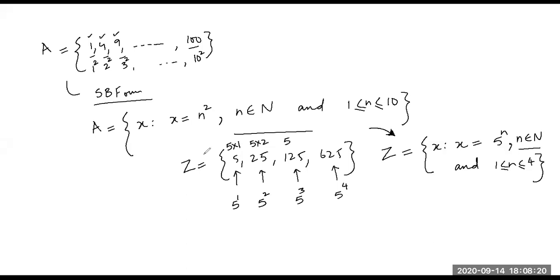So another question, students, we have: it's given z is equal to 5, 25, 125, 625. So closely observing, 5 is 5 raised to power 1, 2, 3, 4. I present this: z is a set of all x such that x is equal to 5 raised to power n. n belongs to N, means the set of natural numbers, and n is limited between 1 to 4.